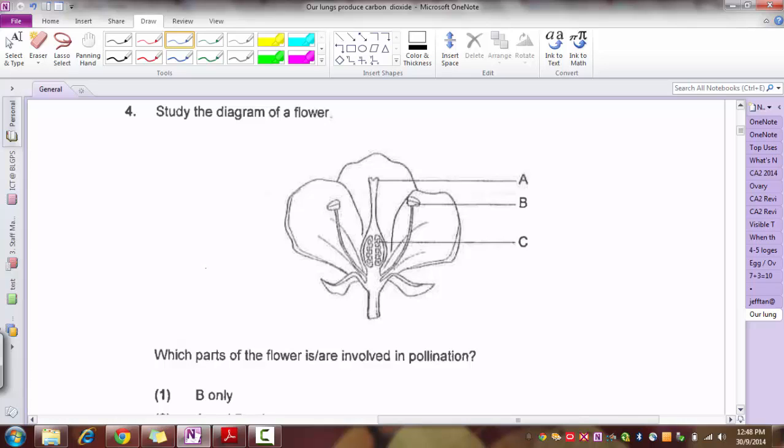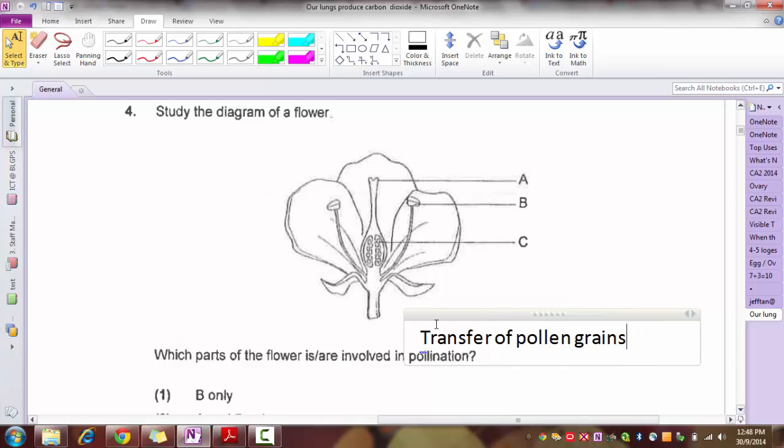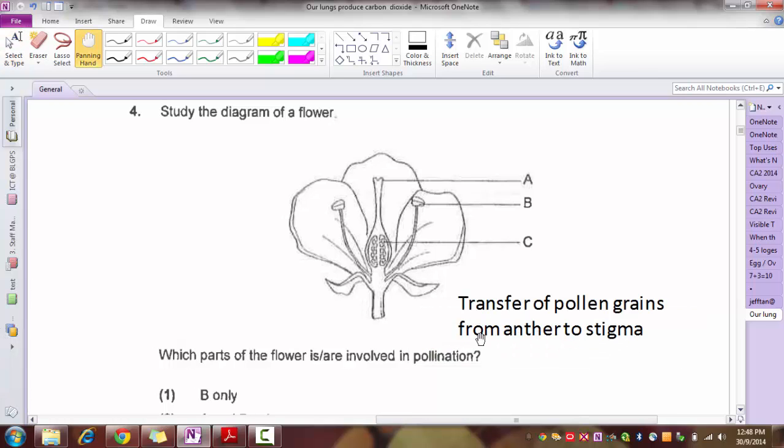Question 4. Study the diagram of the flower. Which parts of the flower are involved in pollination? The keyword here is pollination. So let's very quickly recap what pollination is. Pollination is the transfer of pollen grains from the anther to the stigma.